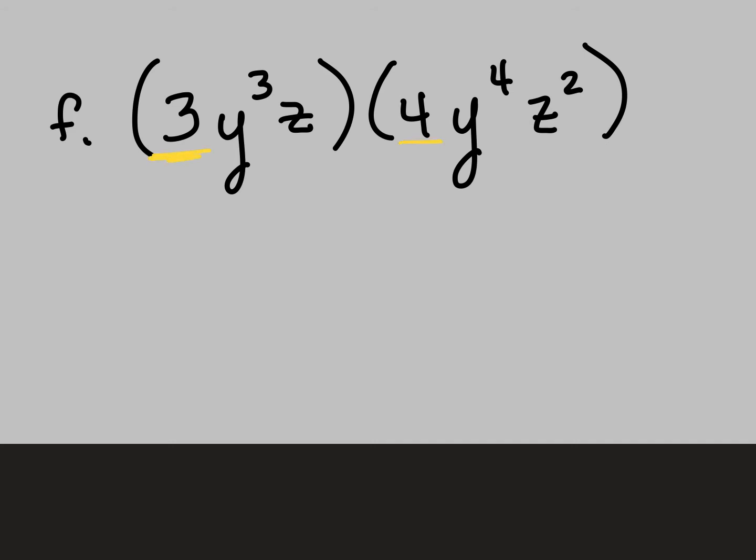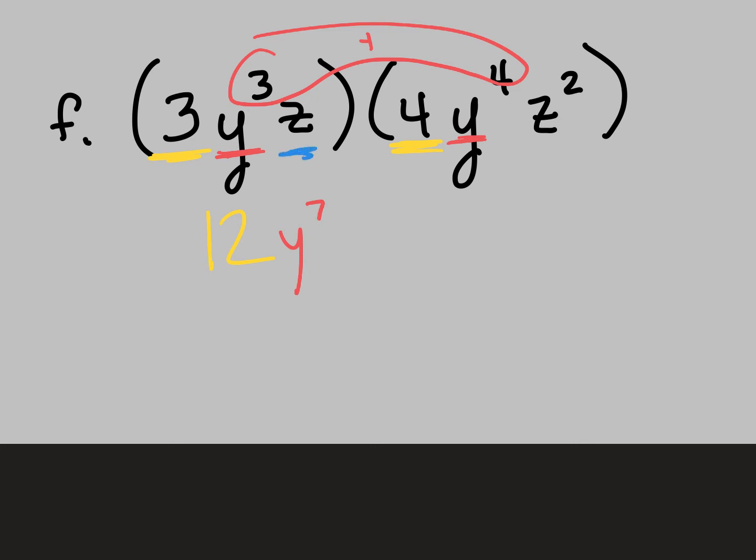The 3 and the 4. Multiply your coefficients first. So what's 3 times 4? 12. What would I multiply next? The y's. So how would I multiply y to the third power times y to the fourth power? Awesome. We add the exponents. So that would be y to the seventh power.